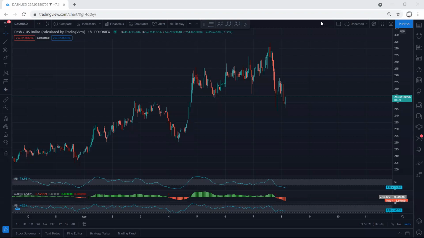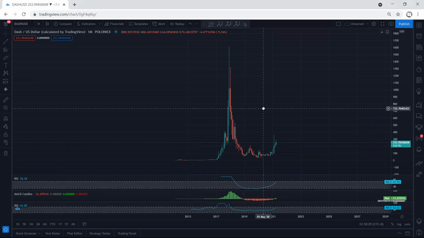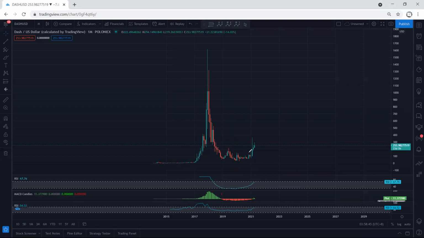Now we want to analyze the chart. Since this is the first time we want to analyze this chart, that's why we start with a higher time frame. We start with the monthly. As we can see, based on the monthly, in 2017 the highest price we could get was almost 1621. Now we want to see how we can look for the trade.